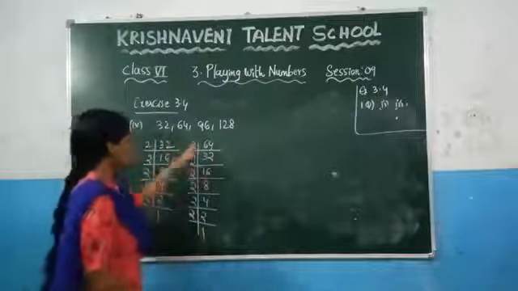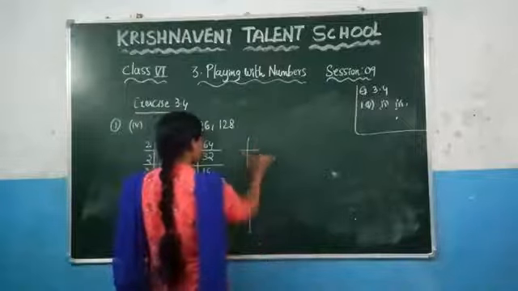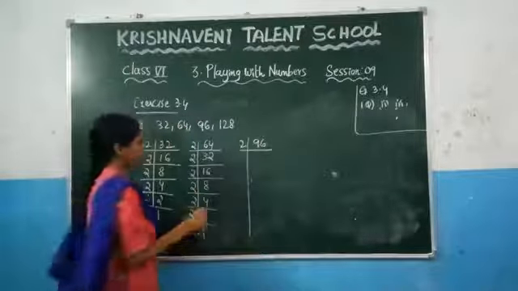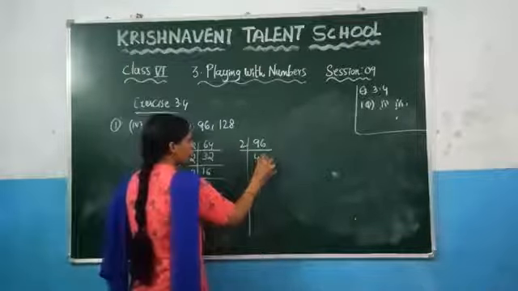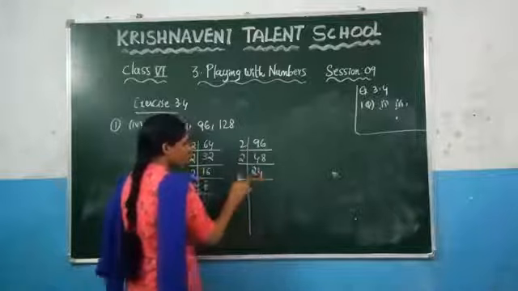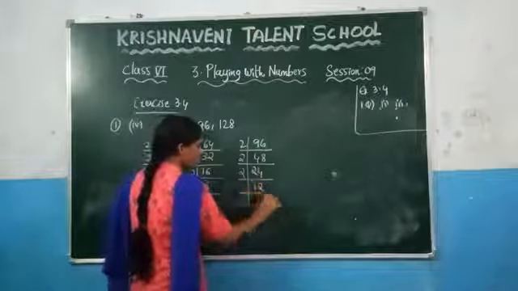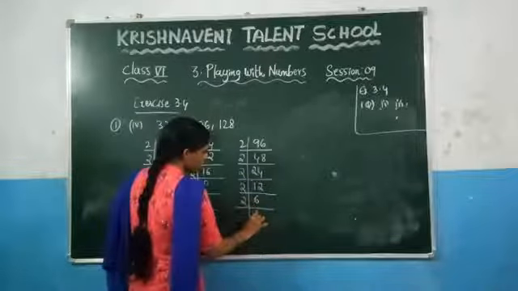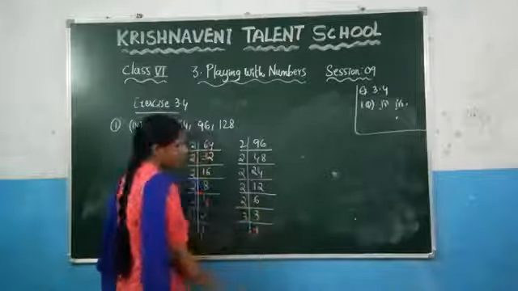Now write 96. How do you write 96 here? In the two table you will get it, right? 2 4s are 8, 2 8s are 16. Similarly here, 2 2s are 4, 2 4s are 8, 2 1s are 2, 2 2s are 4. Right? 2 6s are 12, 2 3s are 6, 3 1s are 3.